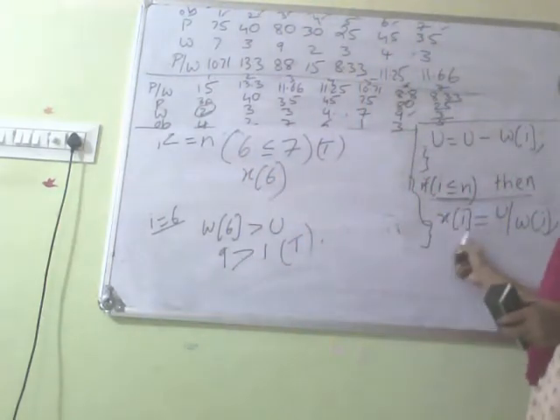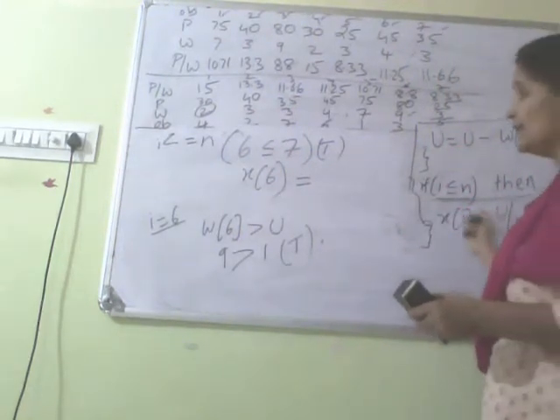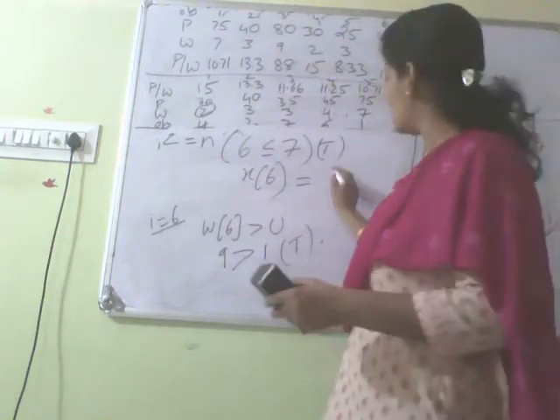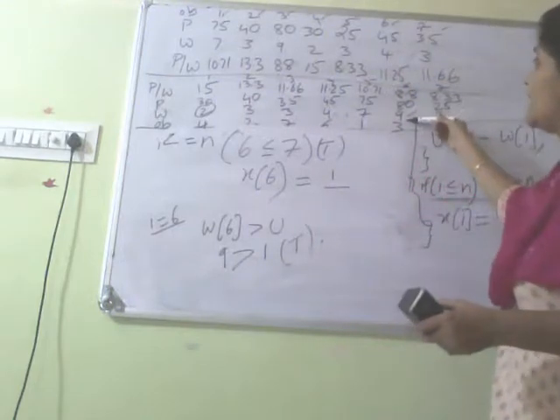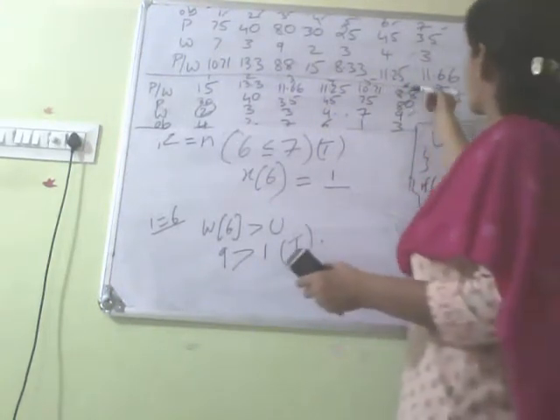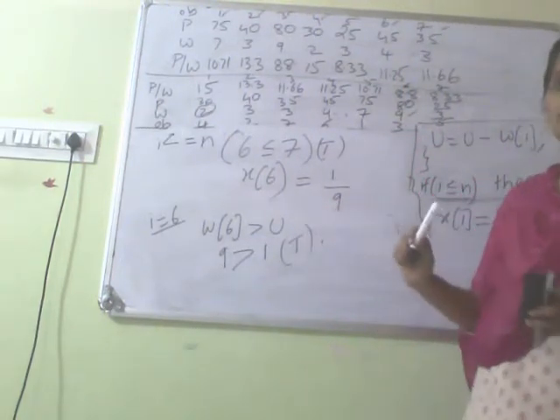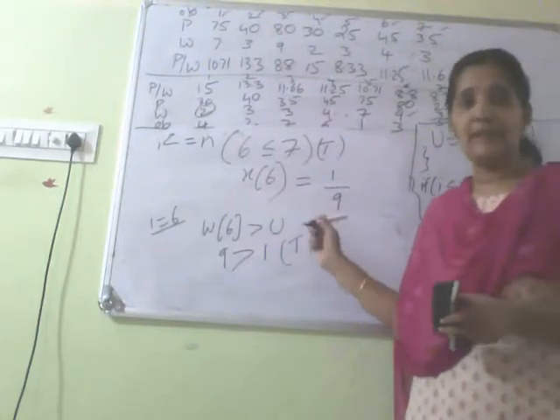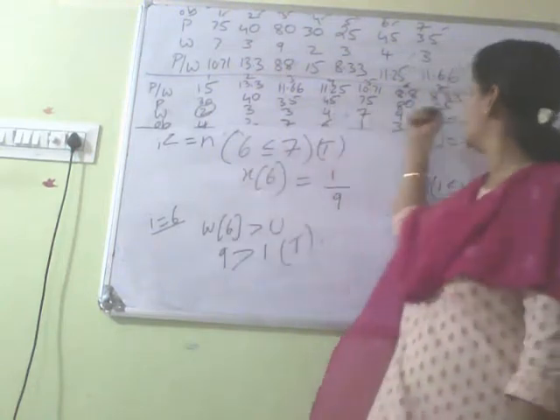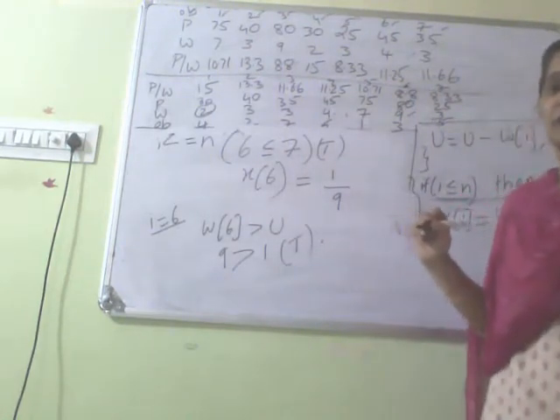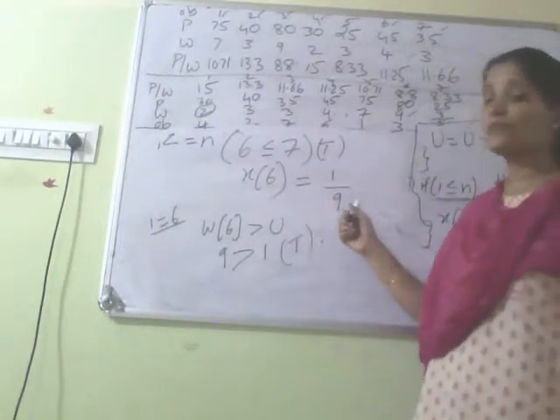x of i equal to, i is 6 here. x of 6 is equal to u by w of i. What is our u? U remaining is 1. W of i means W of 6. What is our W of 6? 9. That's all. You will be coming out of the program. We don't have the value for 7. All of you got the same answer for x of 6? It is 1 by 9.